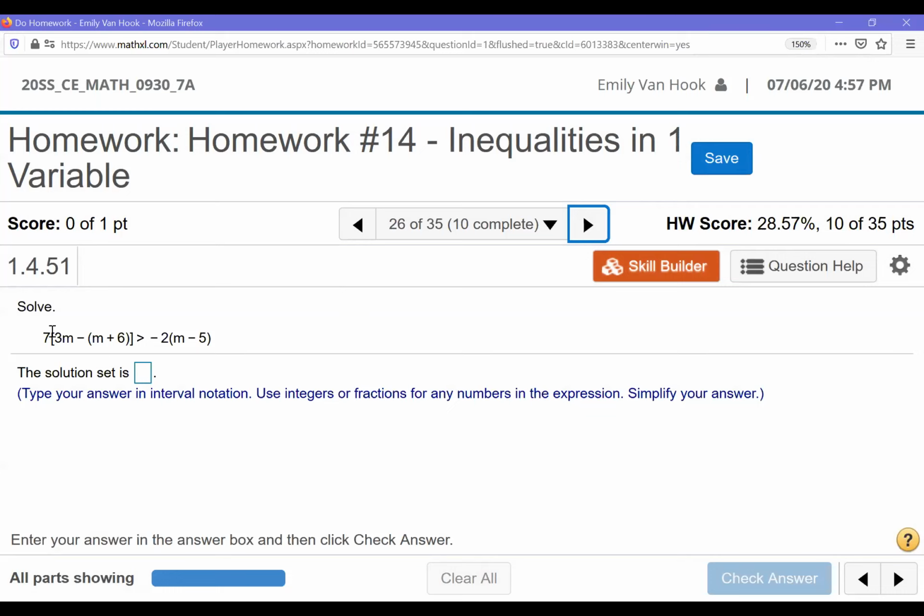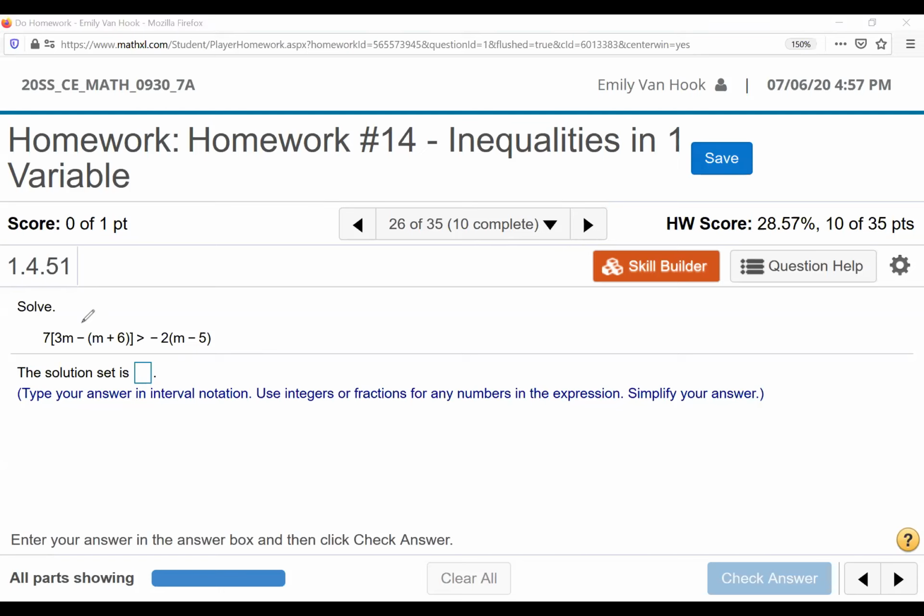So 7 square bracket 3m minus parentheses m plus 6, close parentheses, close brackets, greater than negative 2 parentheses m minus 5. Oh boy, okay, lots of distributing happening here. So we'll work from the inside out. Let's distribute that minus sign into the m plus 6. So treat it like a negative 1. It's now minus m minus 6. And then let's copy down everything else.